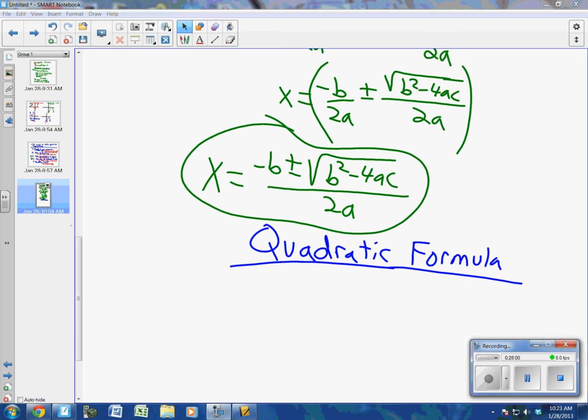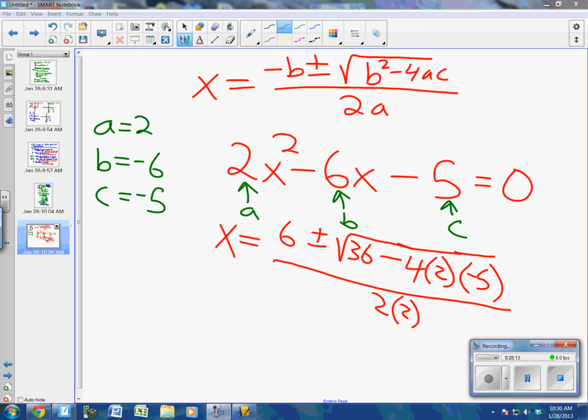Shh. Okay, go. X equals negative b plus or minus the square root of b squared minus 4ac all over 2a. Good.